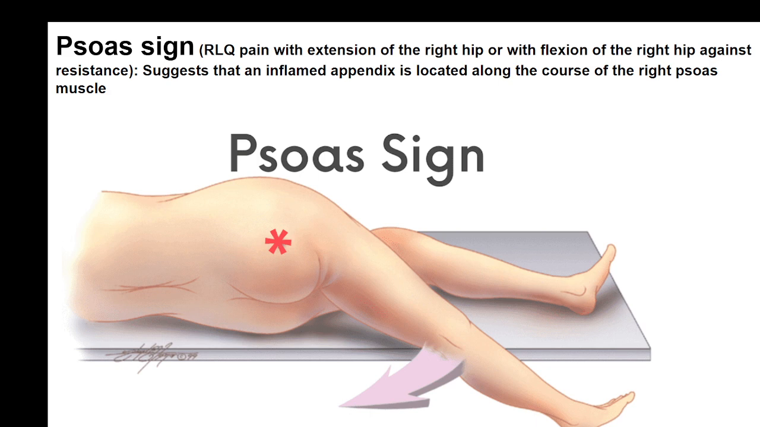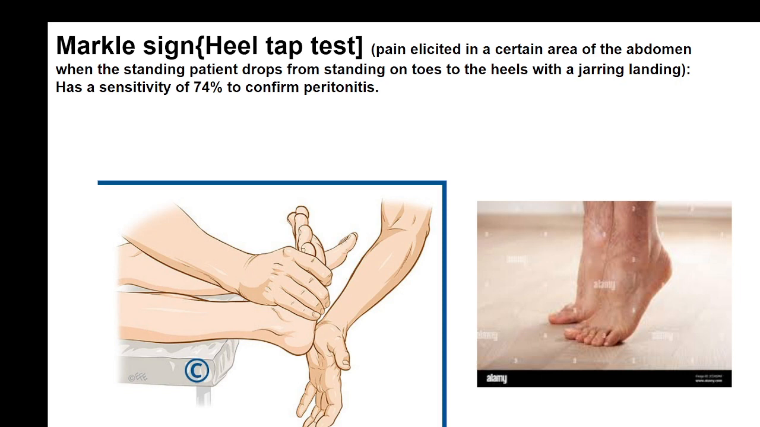Another clinical sign which may be seen is the psoas sign. Psoas sign again is to confirm the relationship between the appendix and the psoas muscle, particularly in retrocecal appendicitis. This is more commonly elicited when the patient is made to lie down and the hip is extended and the psoas muscle is made to contract. Then the patient will feel the pain at the right iliac area, and that's also suggestive of a possible appendicitis. Then another often-seen sign is the Markle sign or heel tap test.